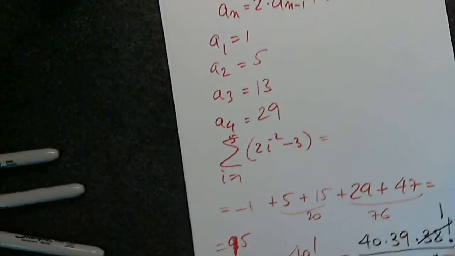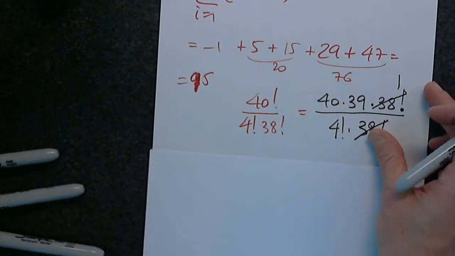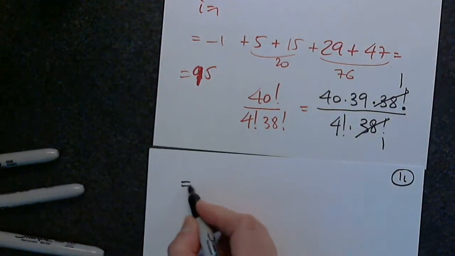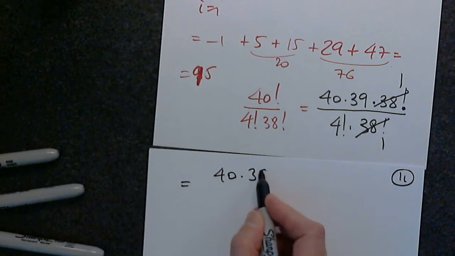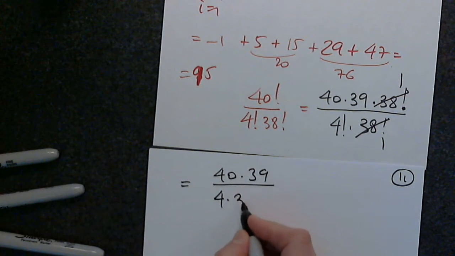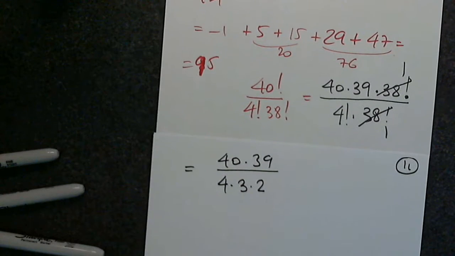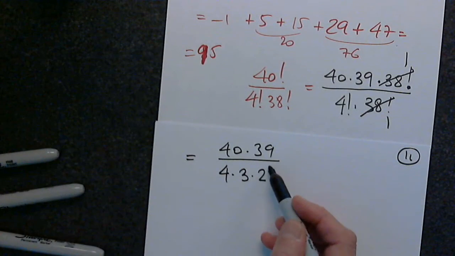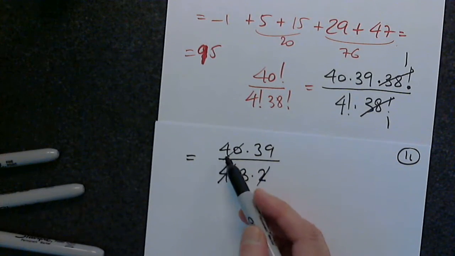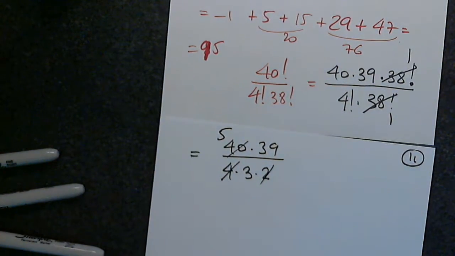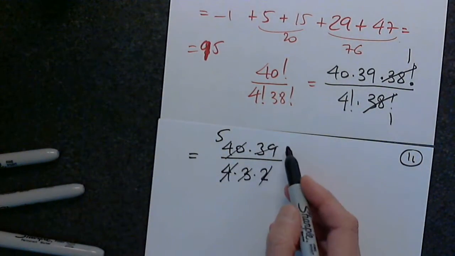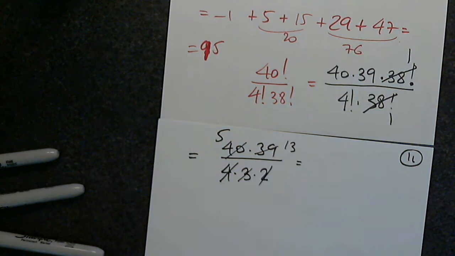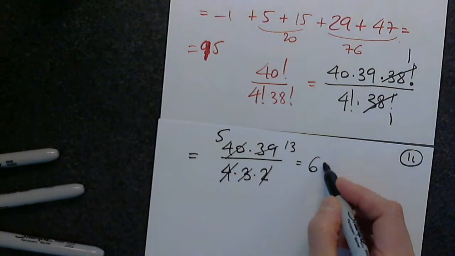And now I will do this. So 40 times 39 over 4 times 3 times 2 times 1. So 4 times 2 is 8. 40 divided by 8 is 5. 3 and 39 will be 13. So the answer is 65.